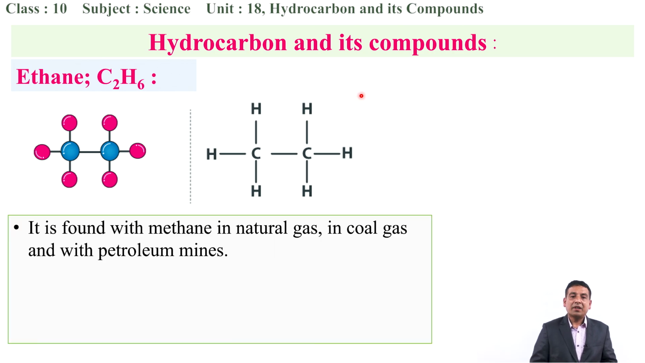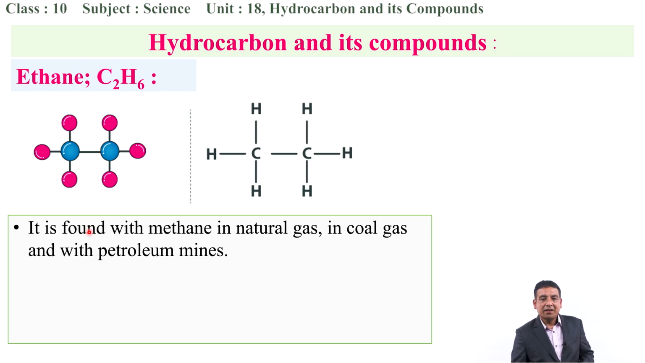Then about this ethane we have some information. It is found in natural gas. Along with methane gas, ethane is also simultaneously found, as well as in coal gases, because coal gases are the gases which are produced above the fossils, and it is used in petroleum mines.